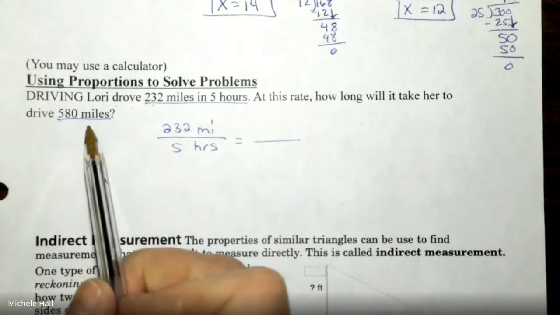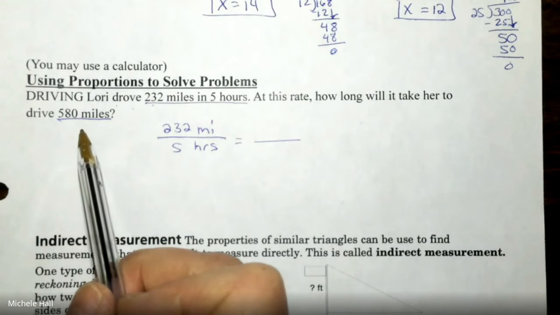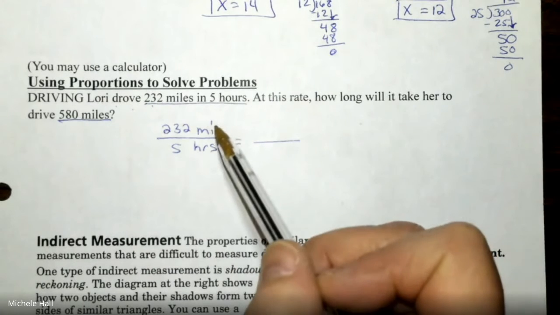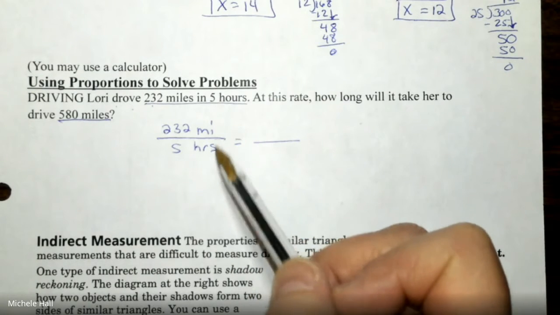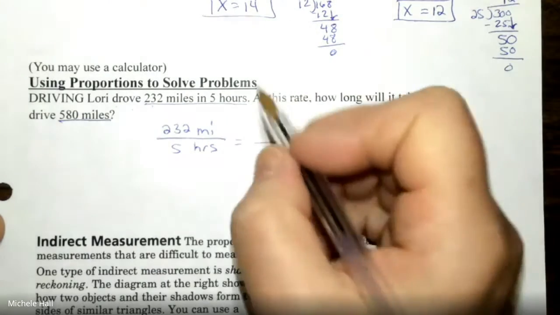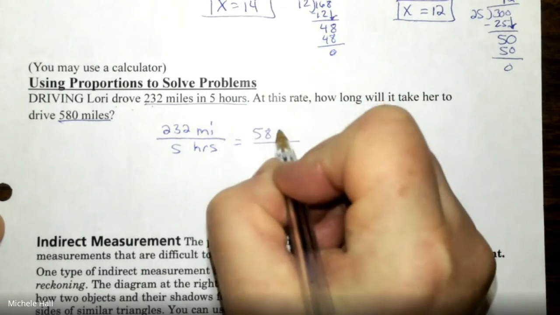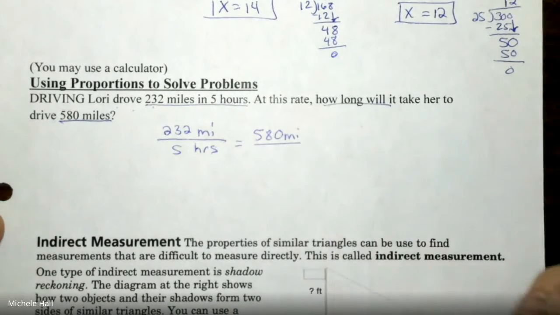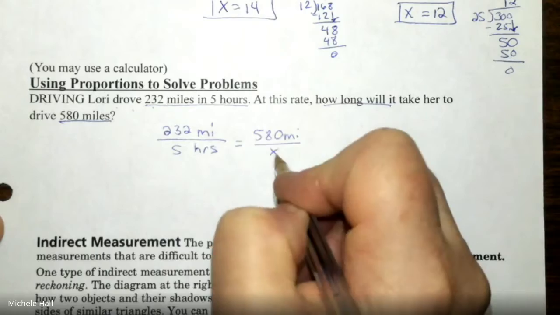Where am I going to put 580 miles in this proportion? Am I going to put it in the numerator or denominator? This says that miles is in the numerator and hours is in the denominator. Therefore, I need to put miles in the numerator if I'm creating equivalent fractions. The question asks, how long will it take? And that will be my x. X stands for time.